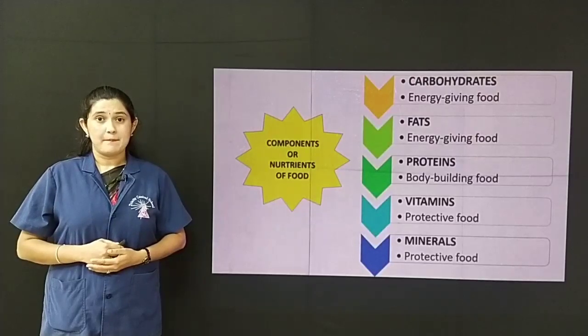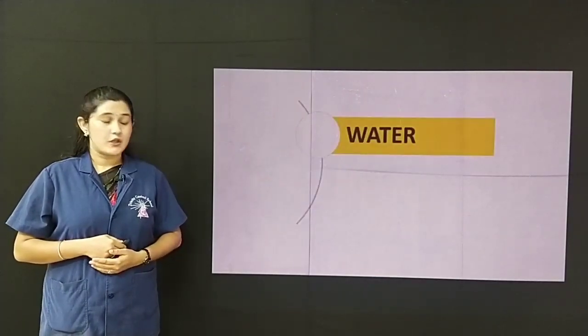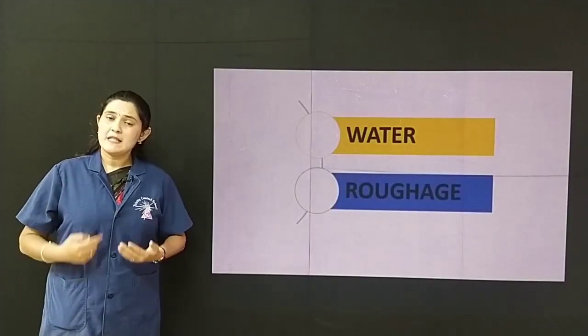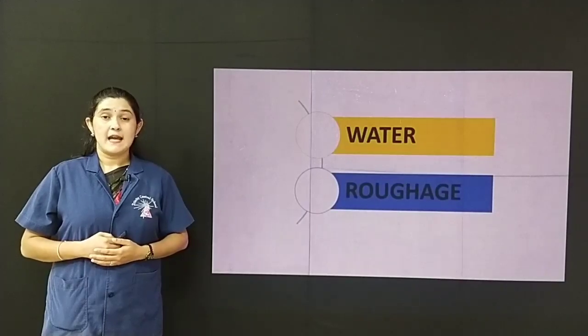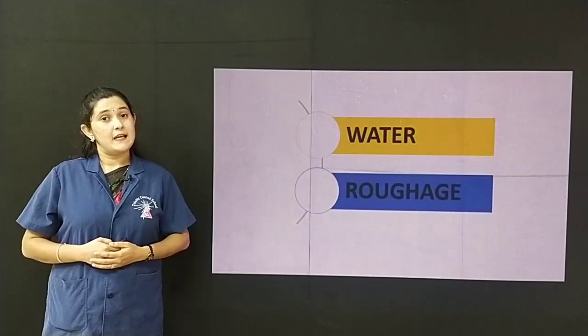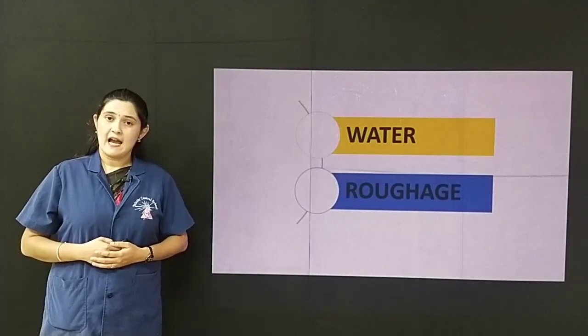You also learnt about other two components, that is water and roughage. You have to drink plenty amount of water because it helps to get rid of waste materials from our body in the form of sweat and urine.